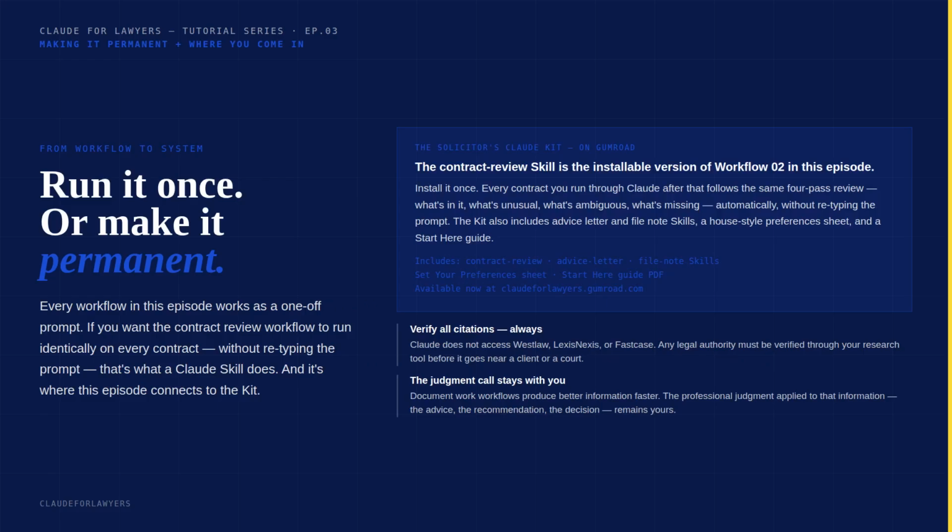Every workflow in this episode works as a one-off prompt. You can run any of them right now in a Claude conversation, with or without a project. If you want the contract review workflow to run identically on every contract without retyping the prompt each time, that's what a Claude skill does.